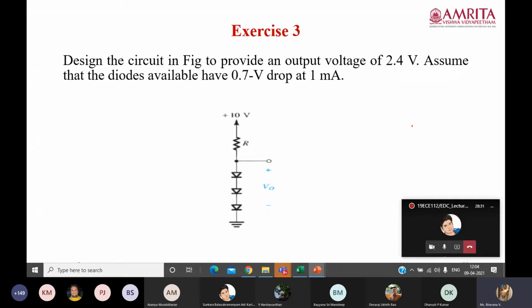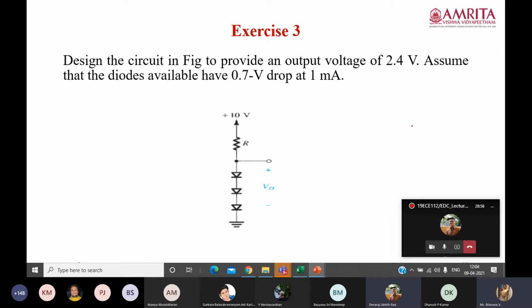How many diodes are there? 3, so it will be 2.1. Total voltage is 2.4 volt, it is given. Assume that the diodes available have 0.7 volt drop at 1 milliampere. That is the twist over here. Read the question.